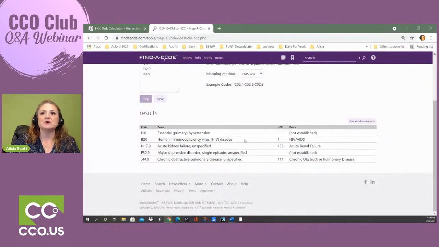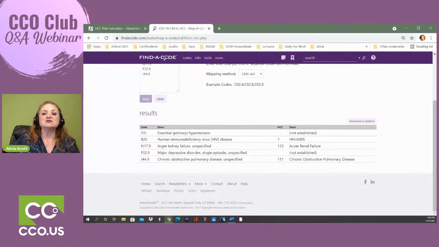Then B20 is a 1, and that is the category of HIV and AIDS. The N17.9 is an acute kidney failure. Now, you think, wait a minute, I thought it only did chronic conditions. Well, it does, but acute kidney failure also risk adjusts at a 135 because it will cause damage and cost money to treat that patient for the rest of the year. So again, 17.9, great thing to mention that.